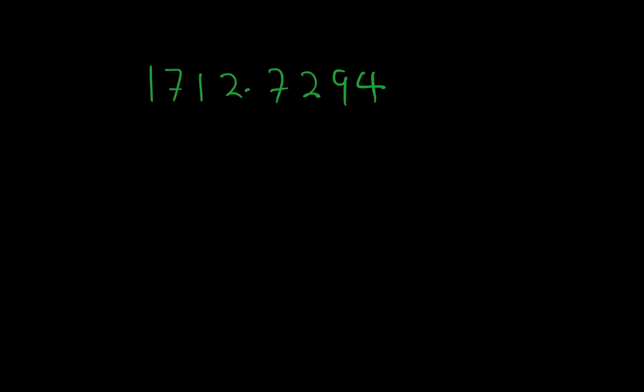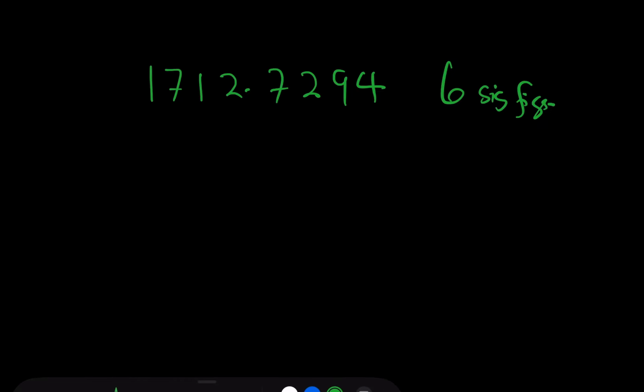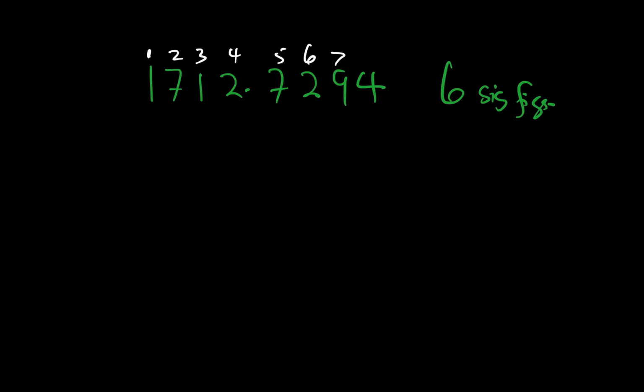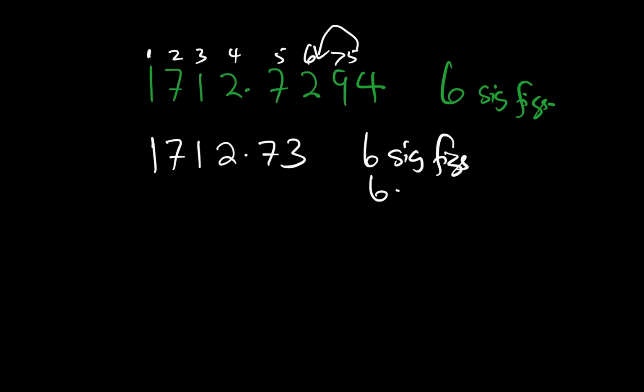Now let's continue by taking more examples. Let's say that we have 1712.7294, and we want to correct it to 6 sig figs. This one will count as the first one because it's a number. This is second, third, fourth, fifth, and sixth. Now the number after the sixth one is greater than 5, so we add 1 here. So it becomes 1712.73, and then our answer is in 6 sig figs, or 6 s.f.